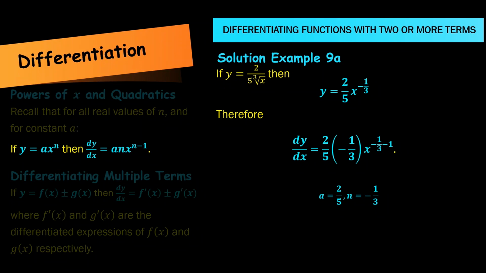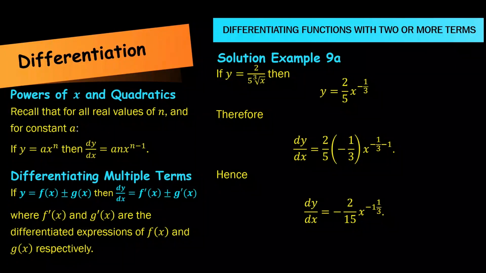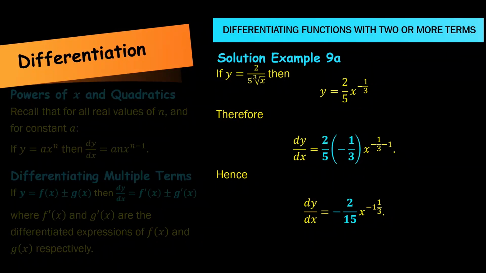Here's where the 2/5 came from. This is a. And here's where the n came from. Notice that we've plugged this in to dy/dx as shown from the formula. And then tidying up gives us minus 2 over 15 multiplied by x to the minus 1 and a third.